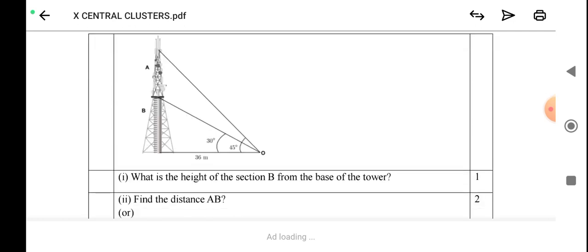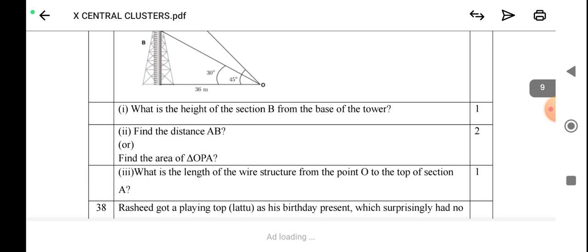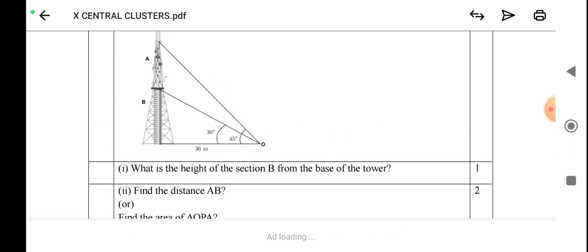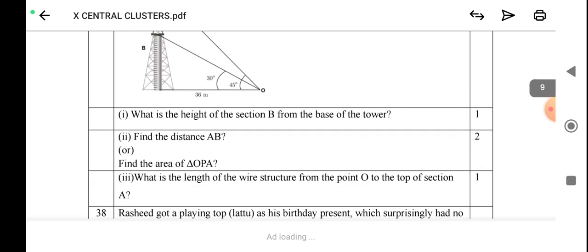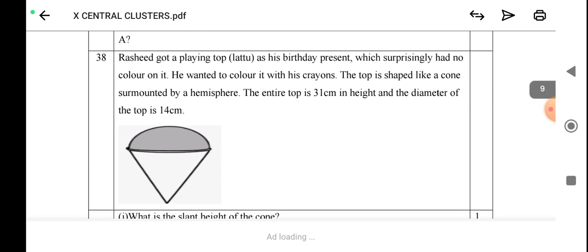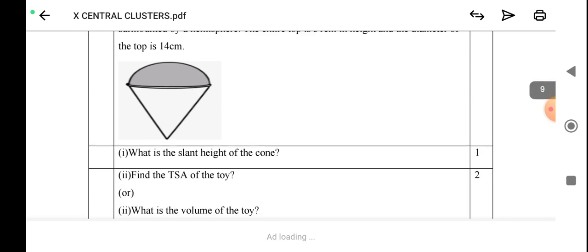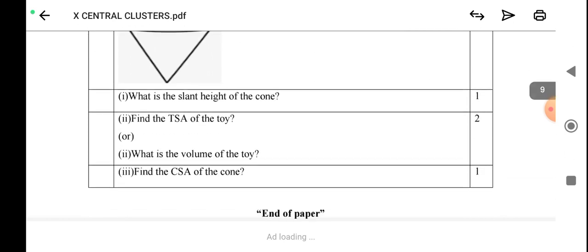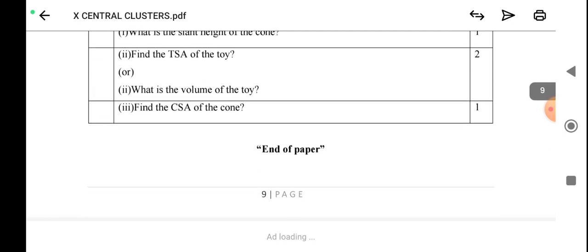Height of the section B, distance AB, diagram is easy only. If you want, you can go through. Then the 38th question, book sum, book model. Rashid got a playing top on his birthday as a present. Then cone and above it a hemisphere, like a cone ice cream. Slant height of the cone, they're asking TSA of the toy, volume of the toy, CSA of the cone. Actually easy.